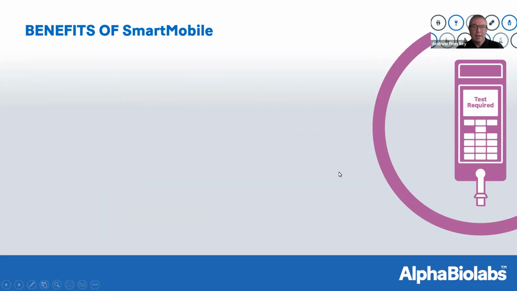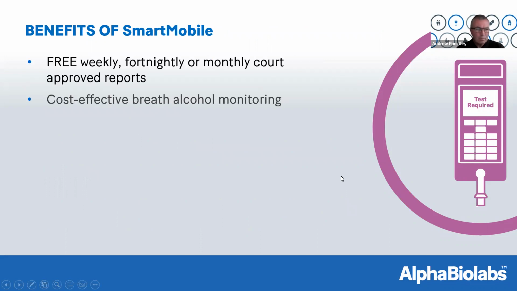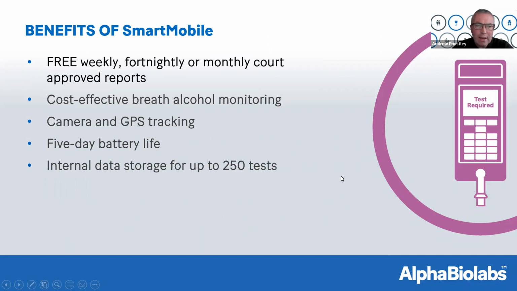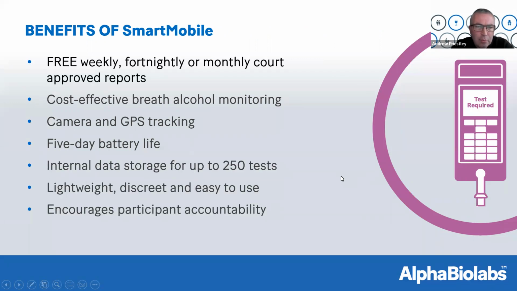That's great. Thanks, Ashley. So just to summarise the benefits of Smart Mobile. Like with SCRAM, we offer free weekly, fortnightly or monthly court-approved reports. So the frequency is set to suit you and your client. It's cost-effective breath alcohol monitoring, and in terms of the cost, it's a very similar structure to what we do with SCRAM. I've seen we've had a couple of inquiries about costs. What I will do is send, with the recording, an indication of all the costs involved for either solution, so you've got that information.